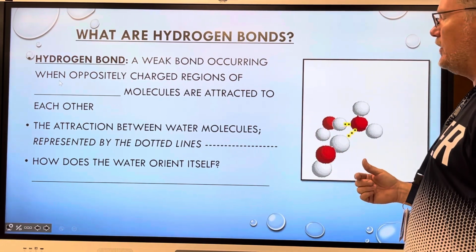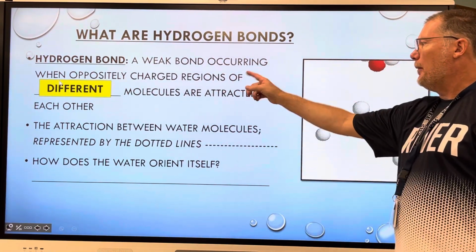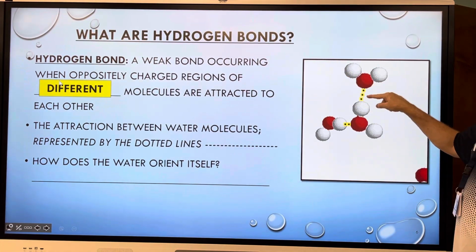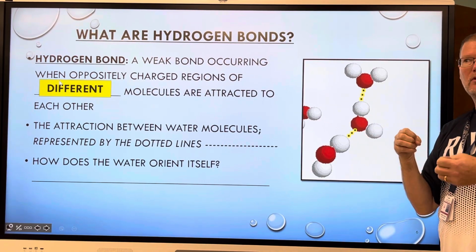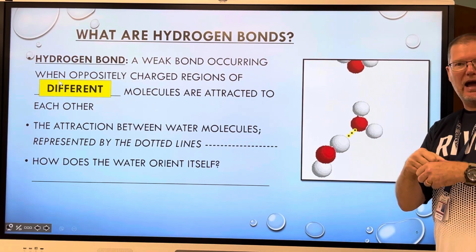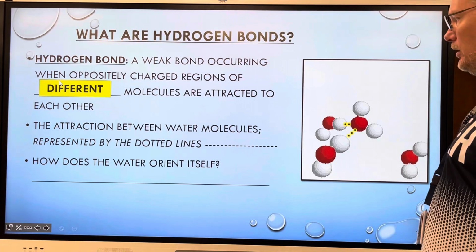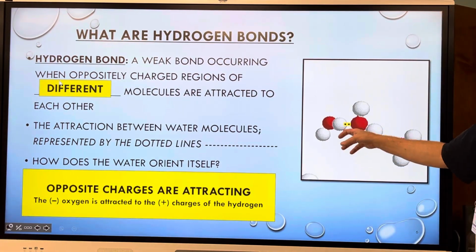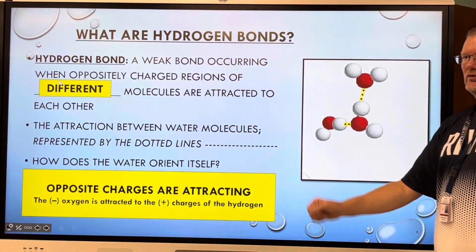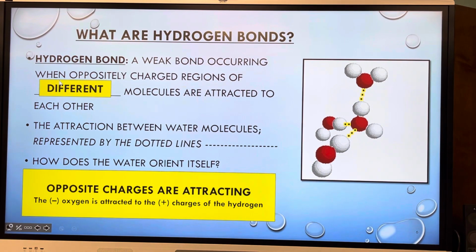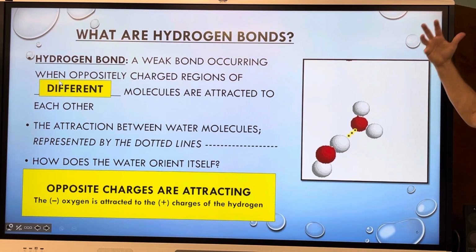So it's a weak bond, it's very weak. That's why you can easily pull water apart. When oppositely charged regions of different molecules, not the same, because the same they would repel, right? Likes repel, opposites attract, okay? So it's an electromagnetism. And so the attraction between the water molecules is represented by these dotted lines, and opposite charges attract, opposites attract, okay? And this visual does it for it. It just makes it very clear.